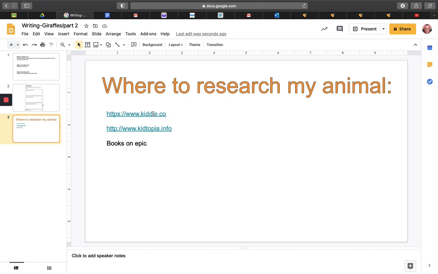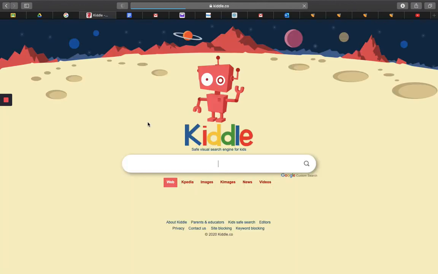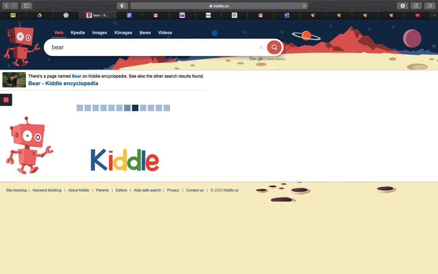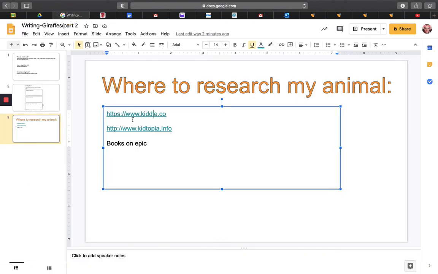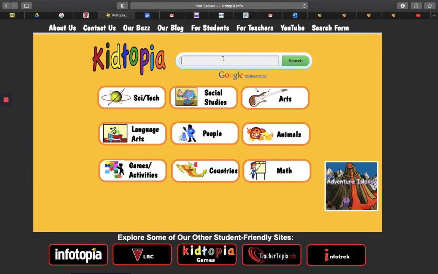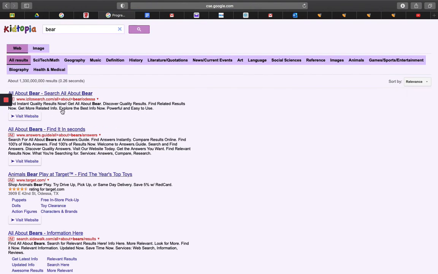You can go to one of these and it opens up and you type your animal in there. Let's say you chose a bear and I typed in bear. I can search that and it's going to give me information about bears. I can go to this one and it's going to open up and I can type it here also. My animal is a bear and I can search it. And it's going to give me different safe places to go to find information about a bear.